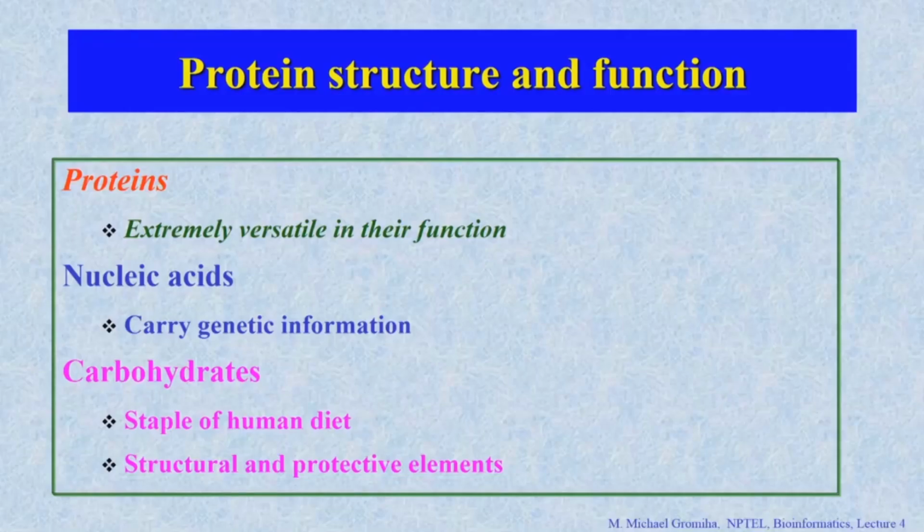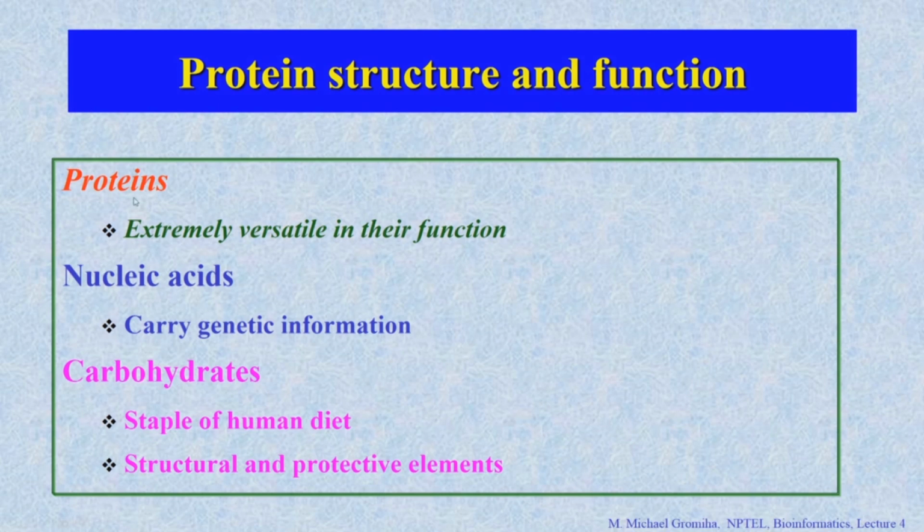If you look into biological macromolecules, they are classified into three major groups. What are the three major biological macromolecules? Proteins, nucleic acids, carbohydrates, right. Nucleic acids we discussed in the previous classes; they carry genetic information. And carbohydrates, in the form of glucose or fructose, are a staple of the human diet, and also structural protective elements, depending upon the linkage, such as cellulose and so on.